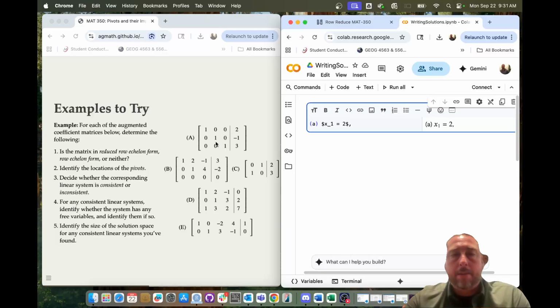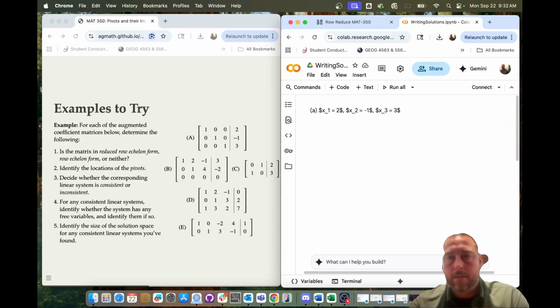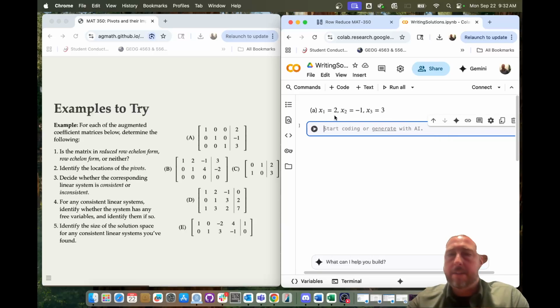And then similarly in the second row, no copies of x1, one copy of x2, so x2, no copies of x3 is equal to -1. And so we've got x1 equals 2, x2 equals -1, and then similarly, this last row is telling us that x3 equals 3. And so we see the solutions to the system corresponding to that first augmented coefficient matrix are x1 is 2, x2 is -1, and x3 is 3.